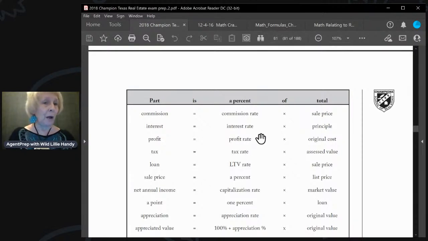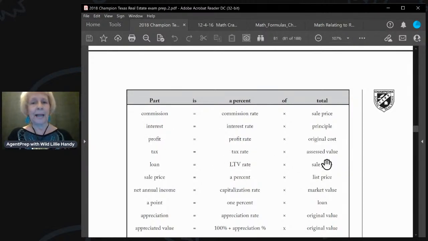So if they profited 10%, times the original cost. They sold it years later and made a 10% profit. What did they actually sell it for? So you have the original cost, you have the profit, and that will give you what they profited.